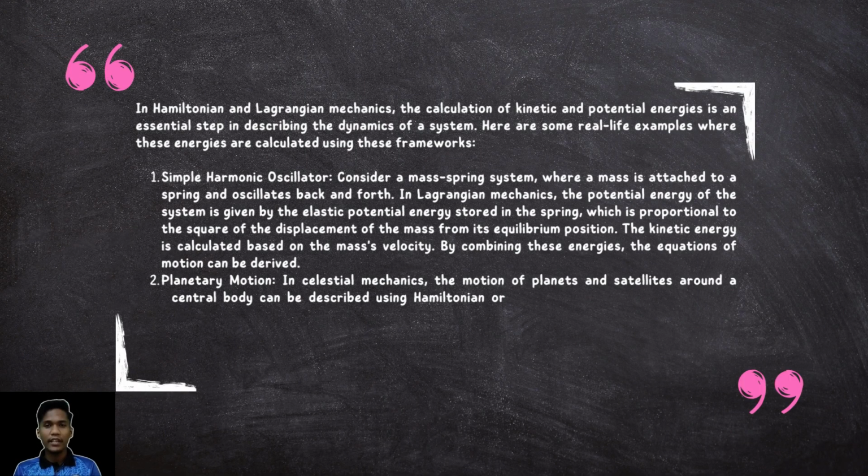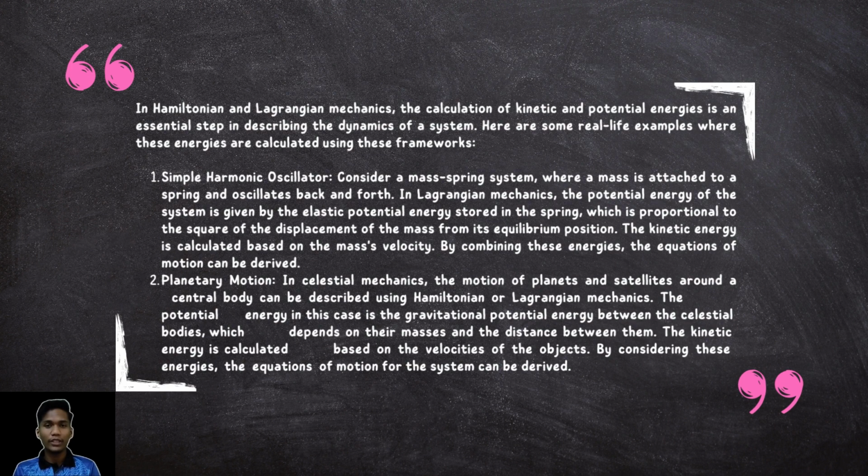In Hamiltonian and Lagrangian mechanics, the calculation of kinetic and potential energies is an essential step in describing the dynamics of a system. Firstly, simple harmonic oscillator. Consider a mass-spring system where a mass is attached to a spring and oscillates back and forth. In Lagrangian mechanics, the potential energy of the system is given by the elastic potential energy stored in the spring, which is proportional to the square of the displacement of the mass from its equilibrium position. The kinetic energy is calculated based on the mass's velocity. By combining these energies, the equations of motion can be derived.